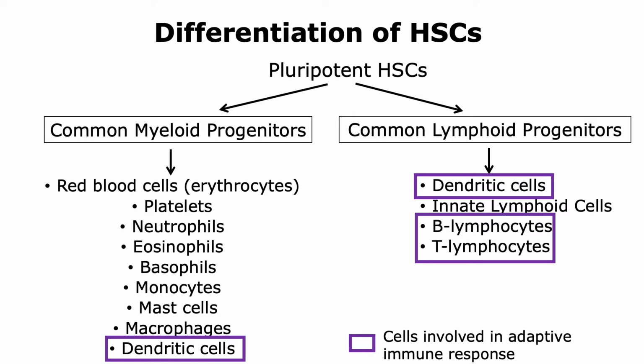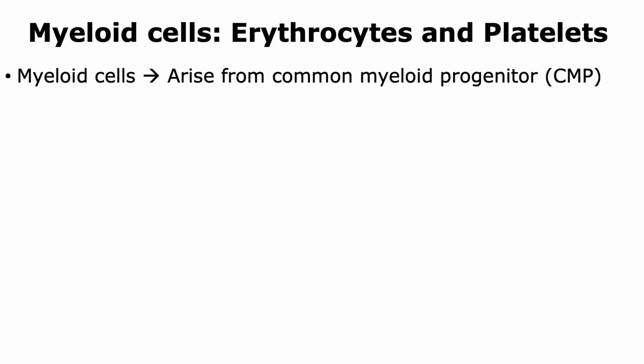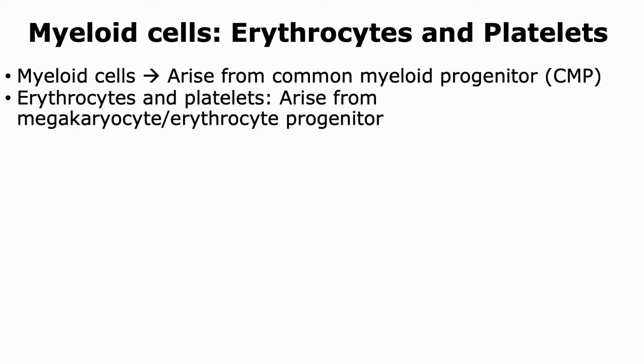So let's look at some of these cells in more depth. We're going to start off looking at myeloid cells, and we're going to start with the erythrocytes and platelets. Now, myeloid cells arise from the common myeloid progenitor. And so erythrocytes and platelets will arise from the megakaryocyte erythrocyte progenitor that itself arises from the common myeloid progenitor.